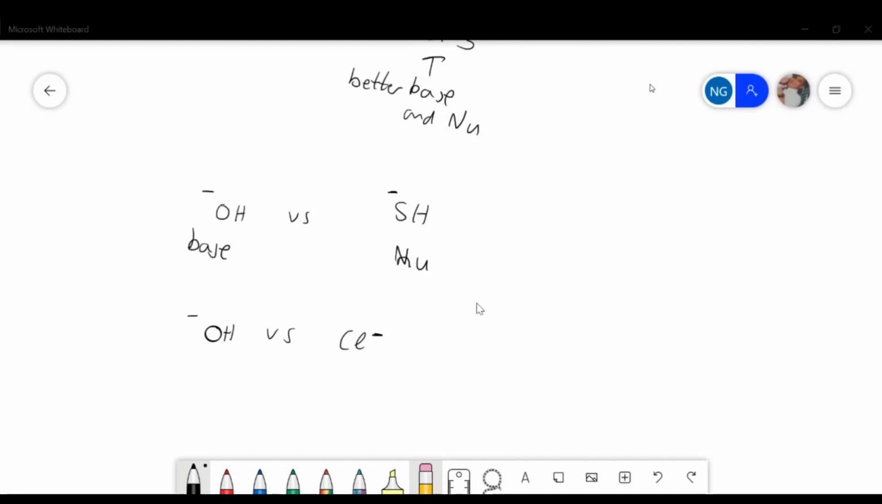Yeah, and why is that? So why is Cl minus more stable than OH minus? The reasoning here is very important. Like just now we talked about leaving groups, right? What was the thing we were discussing?